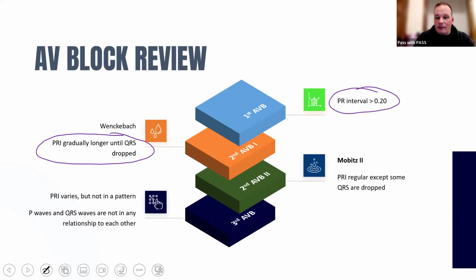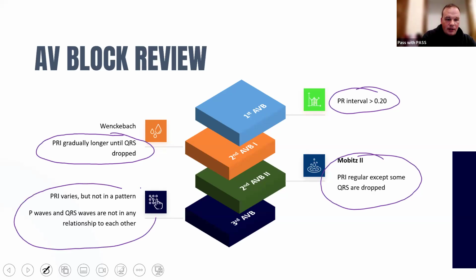A second degree type 2 or a Mobitz 2 is when my PRI is regular. I'm going to have more P's than QRSs, but for every QRS complex, for every conducted beat, my PRI is going to be exactly the same. Okay. And then lastly, with my third degree heart block, there is no relationship between my P waves and my QRS complexes. Therefore, there is no relationship with my PR interval across that strip.